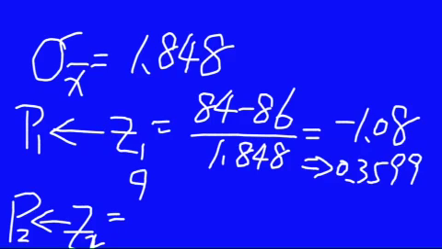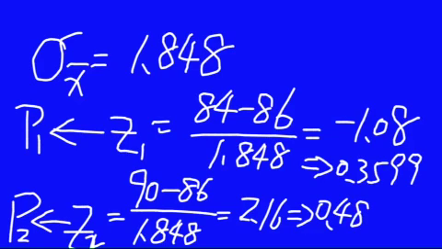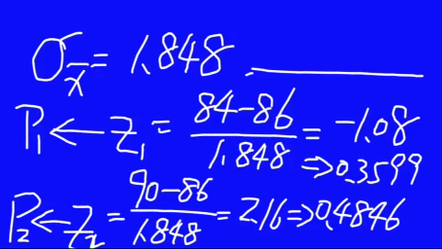And the second z-score is 90 minus 86 divided by the standard error, 1.848. And you get 2.16. If you check the table, the probability will be 0.4846. Not finished yet, because just now we have visualized it.